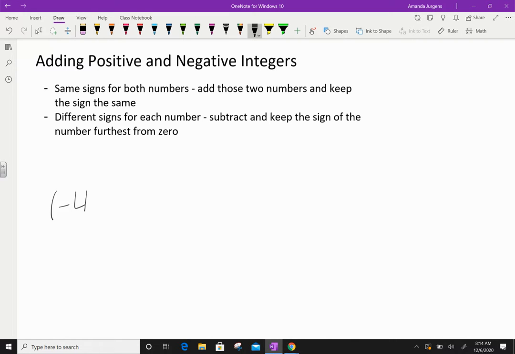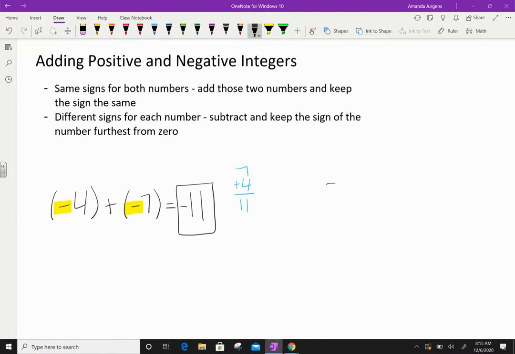Let's say I have -4 plus -7. When I look at this example, I can see that there is a -4 and I have a -7. Both of these numbers are negative numbers. That means that those signs are the same. If they're both negative, they're the same. So I want to go ahead and add 7 plus 4, and I get 11 here. So I know 11 is part of my answer. Now, since both of those numbers are negative, my answer has to stay negative. So I'm going to end up with a -11 as my answer here.